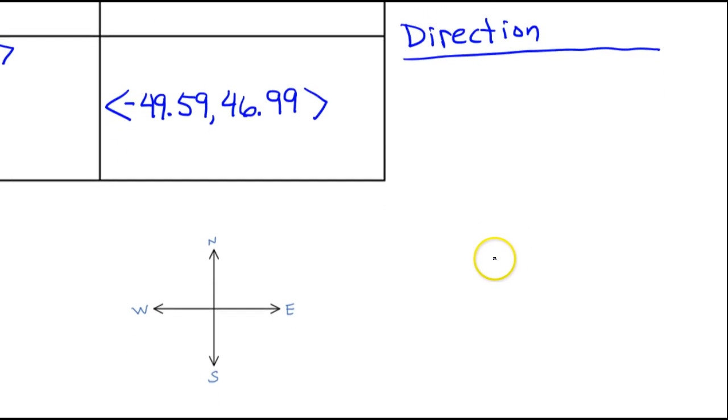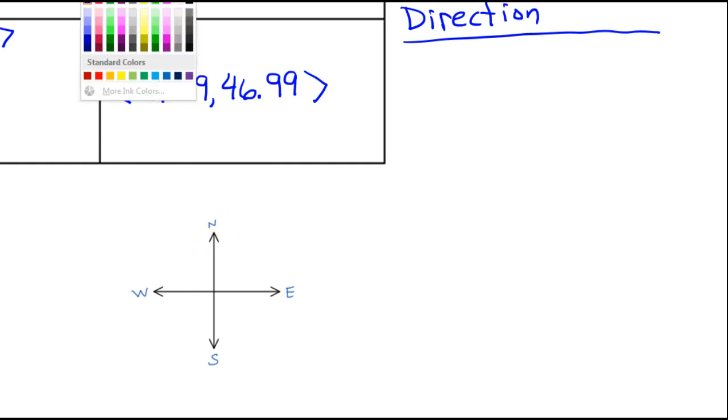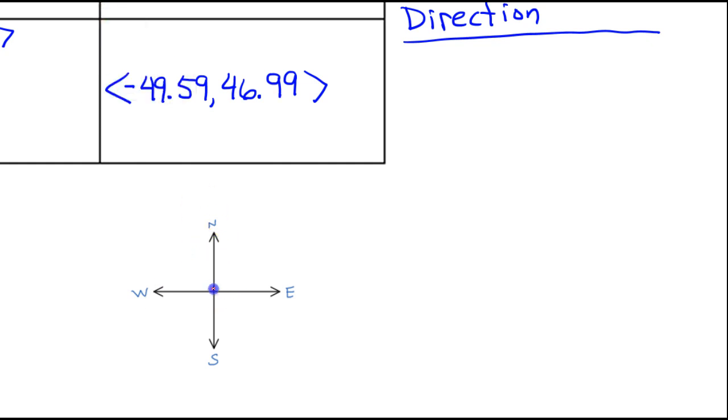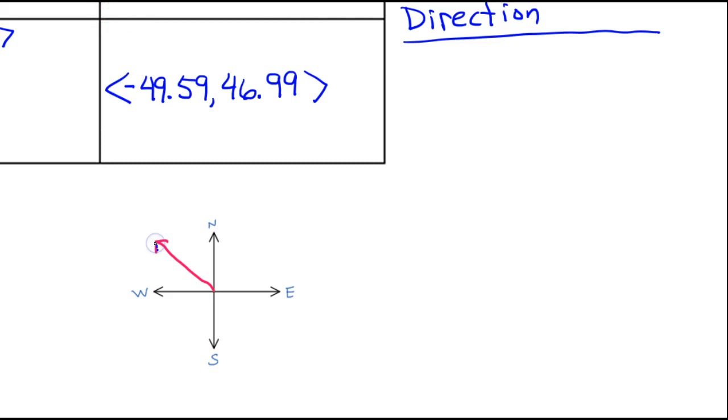Okay, let's see. Negative 49.59 and positive 46.99. That means left and up, or you could think of it as west and north. Either way, we are talking about the second quadrant. So let's draw ourselves a vector in the second quadrant, and let's go ahead and make a little triangle out of it and label the reference angle that we are about to find.